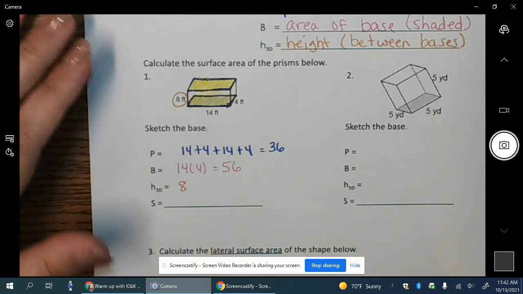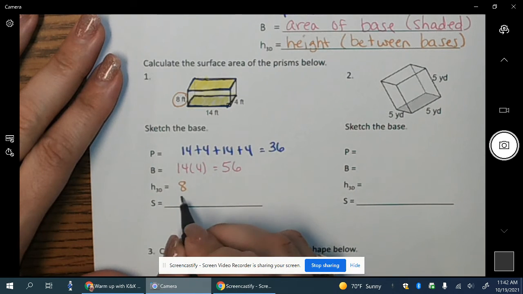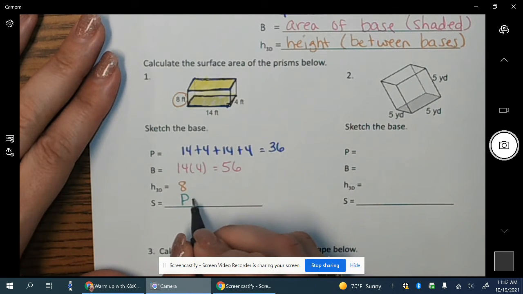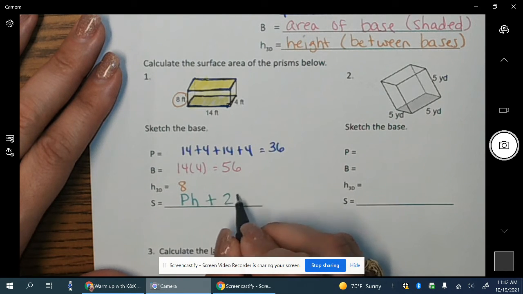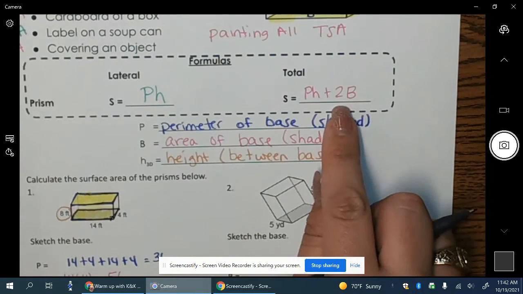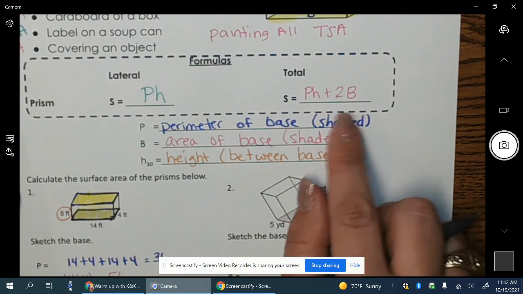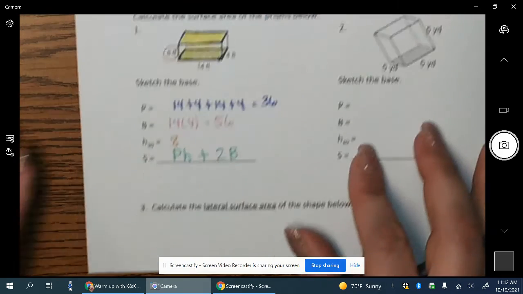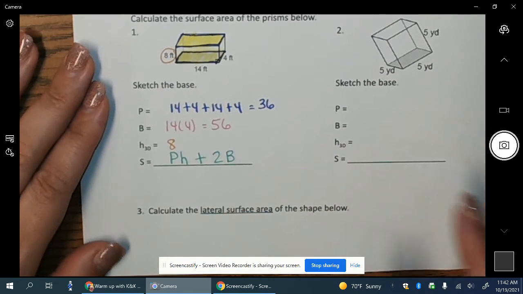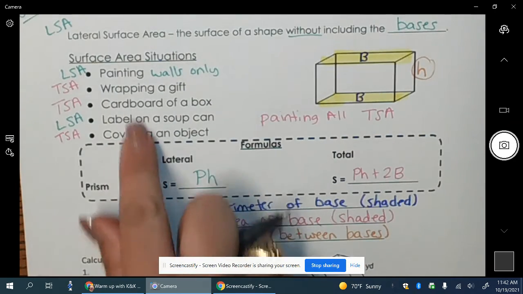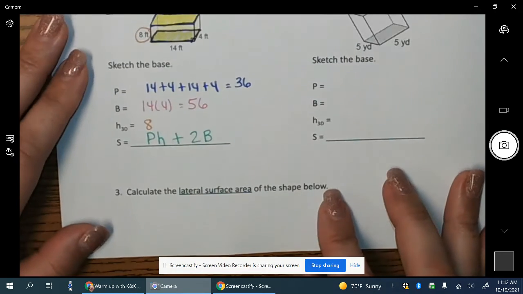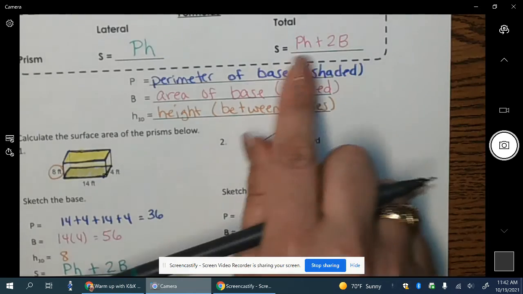Okay, what is our total surface area formula? Do we just add all of these up? No, what's our formula? PH plus 2B. Okay. Someone's asking for the total or the lateral. So it will tell you, or it will be one of these. Wait, how do you know to put BH? Because this is the formula.